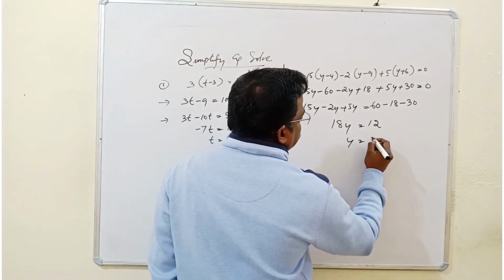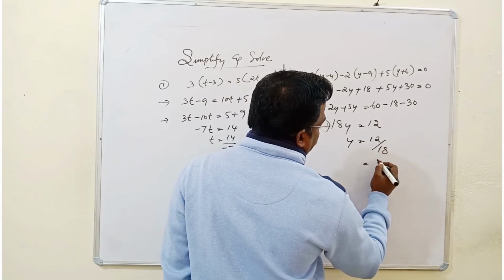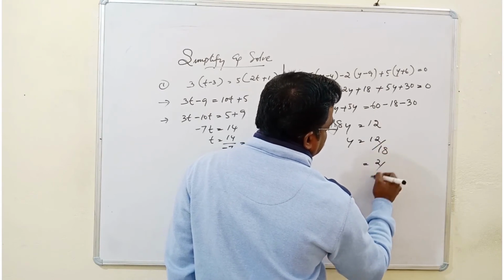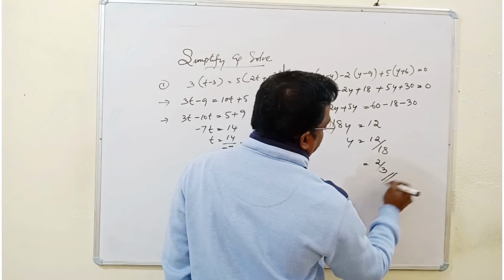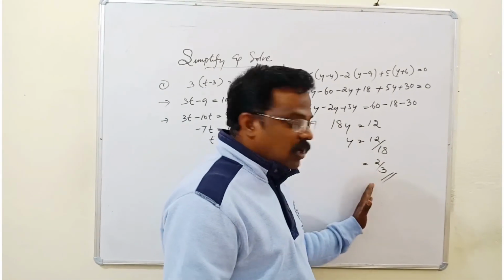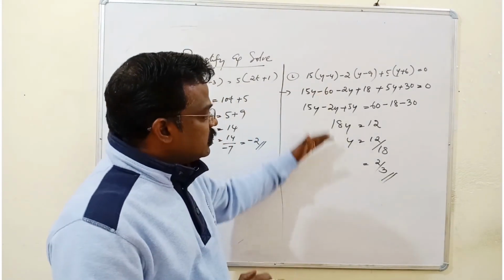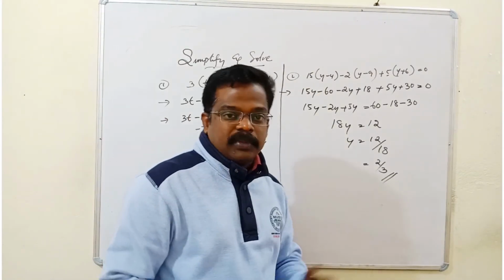So y equals 12 by 18. We can simplify this by 6. 2 sixes are 12, 3 sixes are 18. Okay, so here we are forming one equation and after that solving it, simplifying this equation and finding the answer.